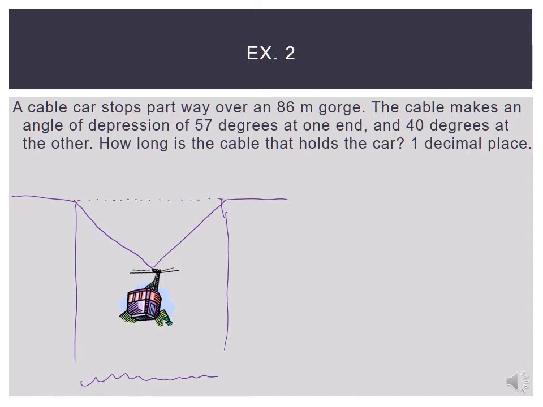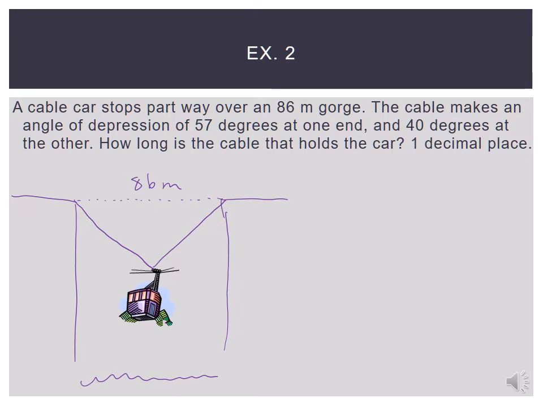And then we want to continue to make this triangle by just going straight across as our sight line. So once we have that kind of picture, we have our triangle. I don't see any way we can get a 90 in there, or that we can safely assume that there's a 90. So let's start to pull the information out of the question. So it says a cable car stops partway over an 86-meter gorge, meaning it's 86 meters wide. So that's that distance. The cable makes an angle of depression of 57 at one end and 40 at the other.